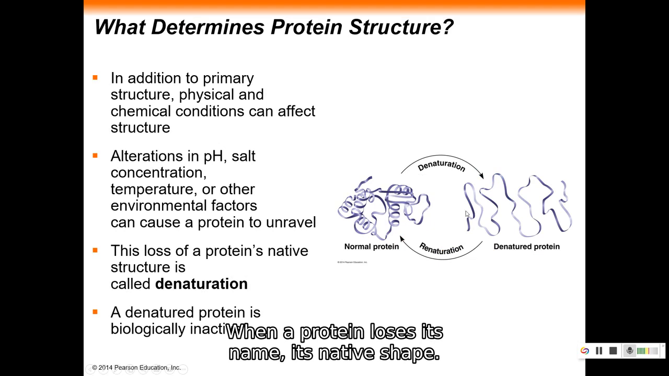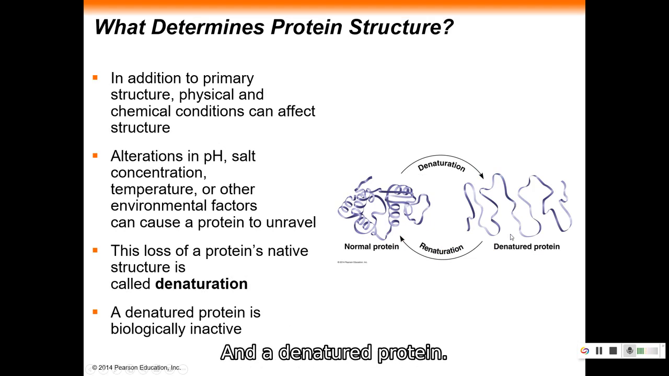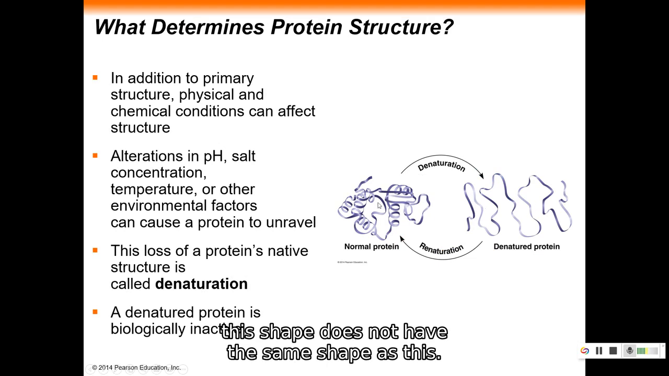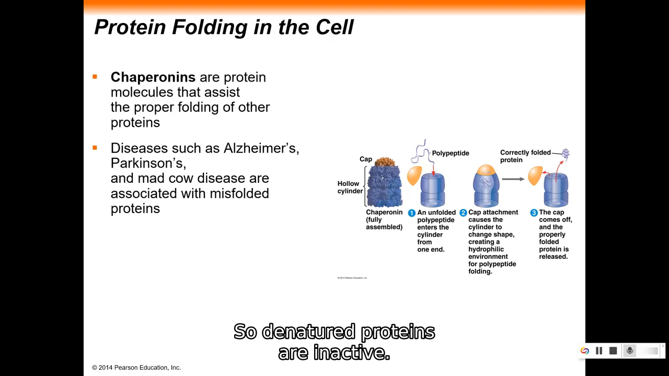When a protein loses its native shape, that is called a denatured protein. And a denatured protein, you can look and see this shape does not have the same shape as this. Because it doesn't have the same shape, it is not going to have the same function. So denatured proteins are inactive.